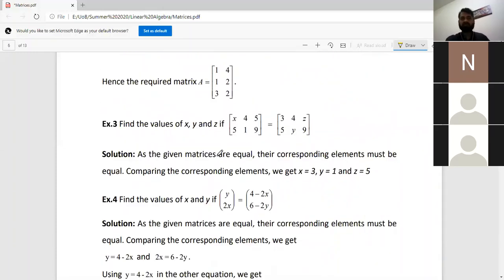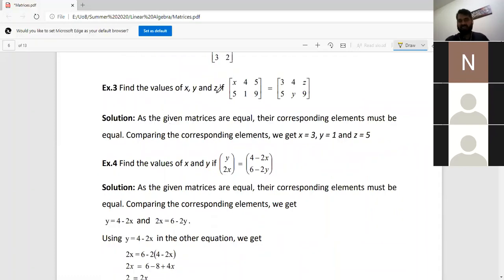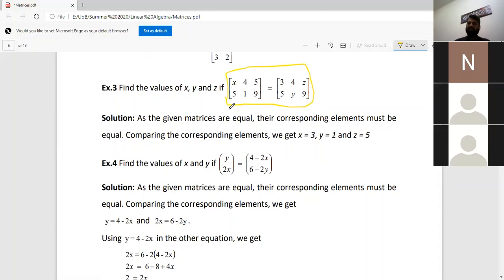The next example is: find values of x, y, z such that these two matrices are equal. Now you recall equality of matrices. Two matrices are equal if the first entry is equal to the first entry, the second entry is equal to the second entry, 5 is equal to z, this 5 is equal to this 5, 1 is equal to y, and 9 is equal to 9. Right? That's how two matrices are equal. So you see, x should be equal to 3. So the first thing is my x has to be equal to 3.